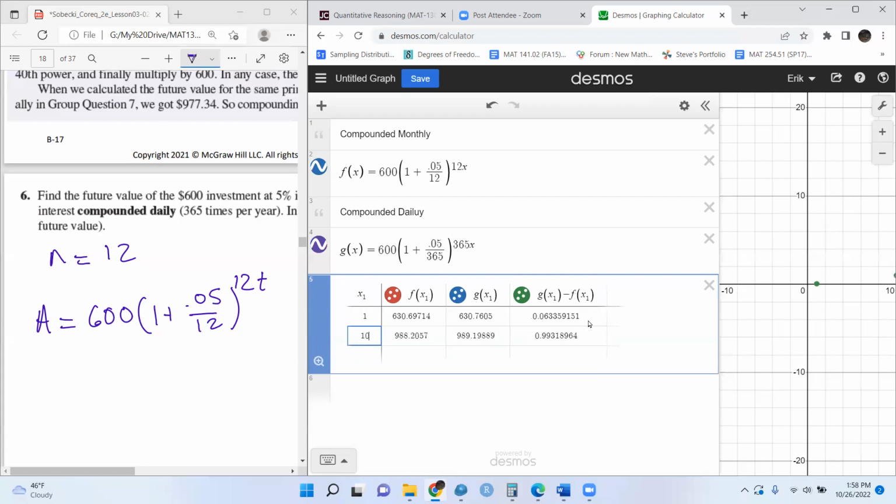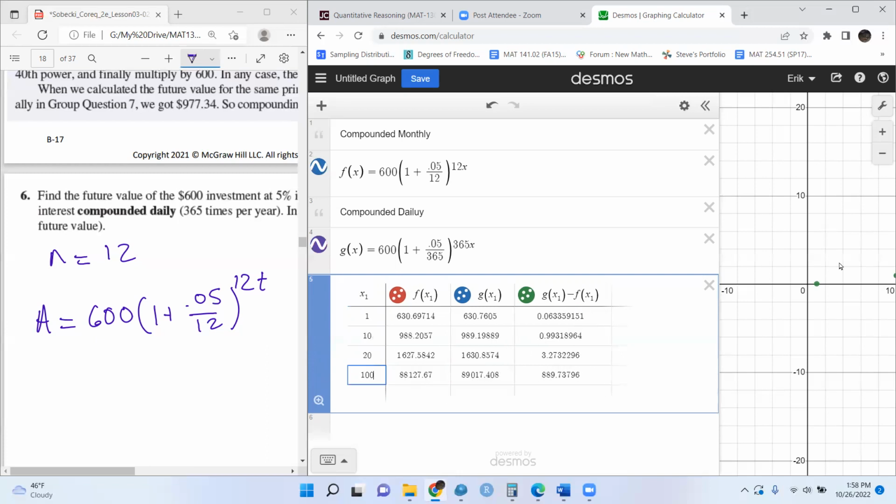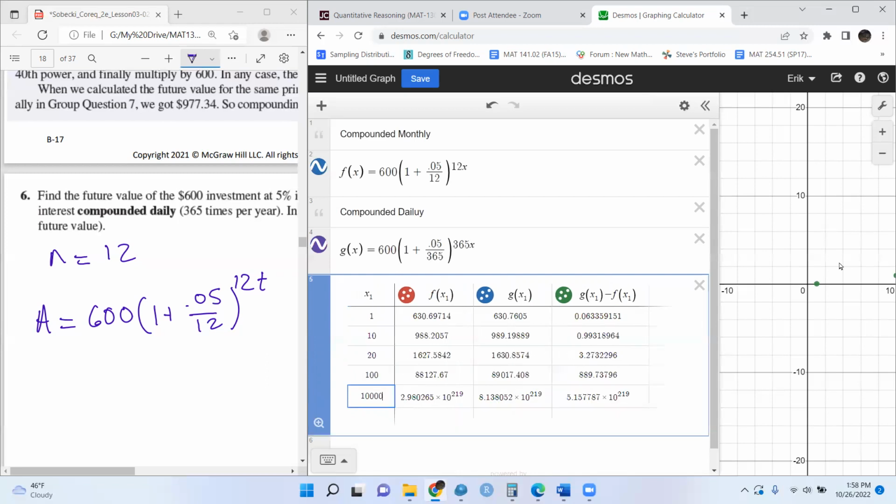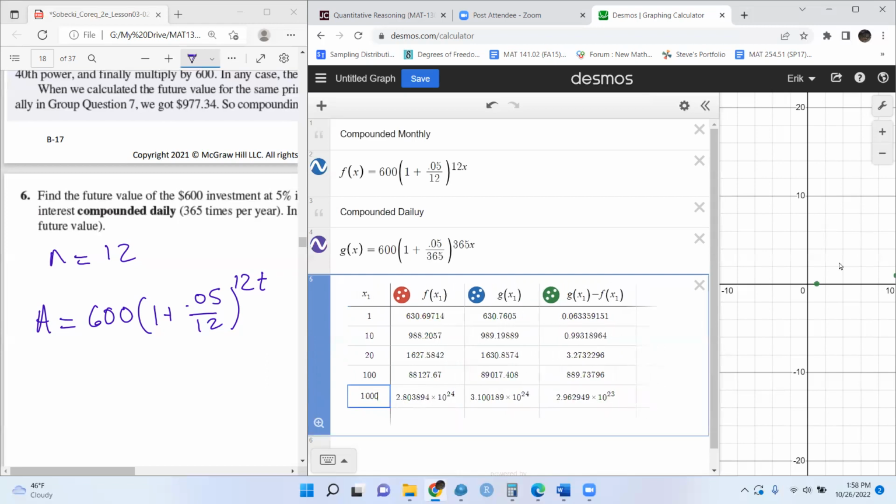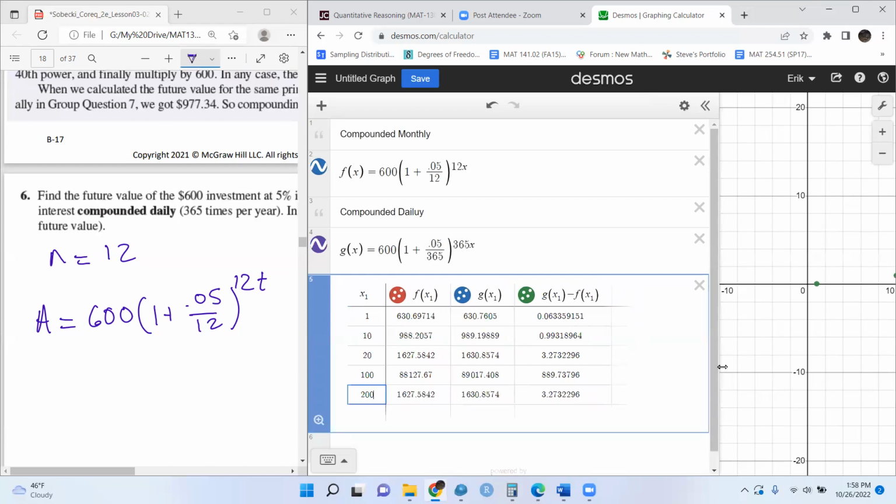All right, how about 10 years? Oh, 99 cents extra. How about 20 years? Oh, $3.27 extra. How about 100 years? $800. How about 1,000 years? Whoops, I did 10,000. Oh, 1,000 years is a huge difference, but no one lives for 1,000 years, right? Well, let's do 200 years.